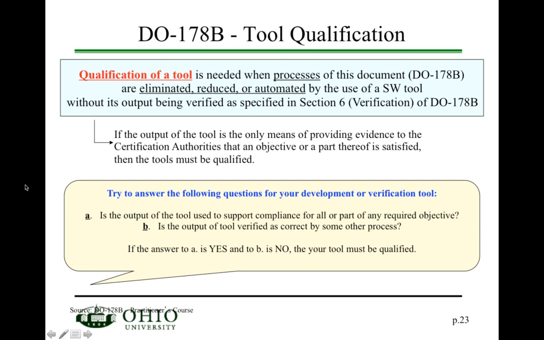So in DO-178B, if you look at tool qualification, again this is a repeat from what I said in earlier slides: the qualification of a tool is needed when processes of DO-178B are eliminated, reduced, or automated by the use of the software tool without its output being verified. A much simpler way of looking at this definition is to answer two questions for your development or verification tool. Remember, for each tool you have, either a development tool or a verification tool, you have to answer two questions.